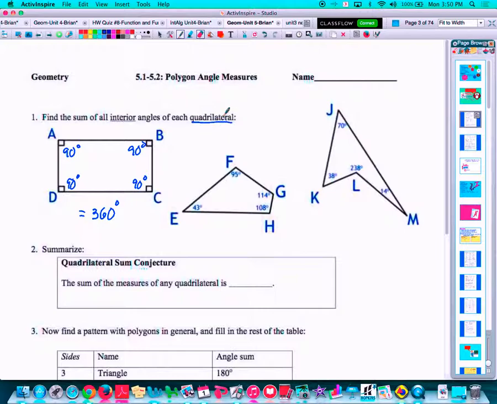Remember, quad means four, so when we say quadrilateral, we're talking about any polygon with four sides. In the second example, EFGH, we've got 43 degrees plus 95 degrees, plus 114 degrees, plus 108 degrees. If you add up those angles, we also get 360 degrees.